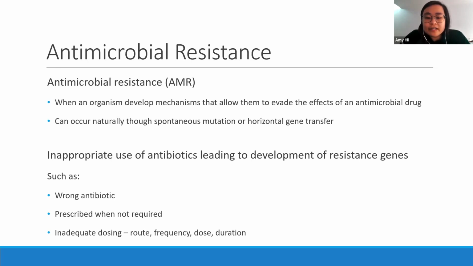To reduce or prevent the development of antibiotic resistance, veterinarians need to ensure that their use of antibiotics is justified and to use low-rated importance antibiotics wherever possible. Some examples of inappropriate use would be using the wrong antibiotics, prescribing antibiotics when it's not required, and inadequate dosing.